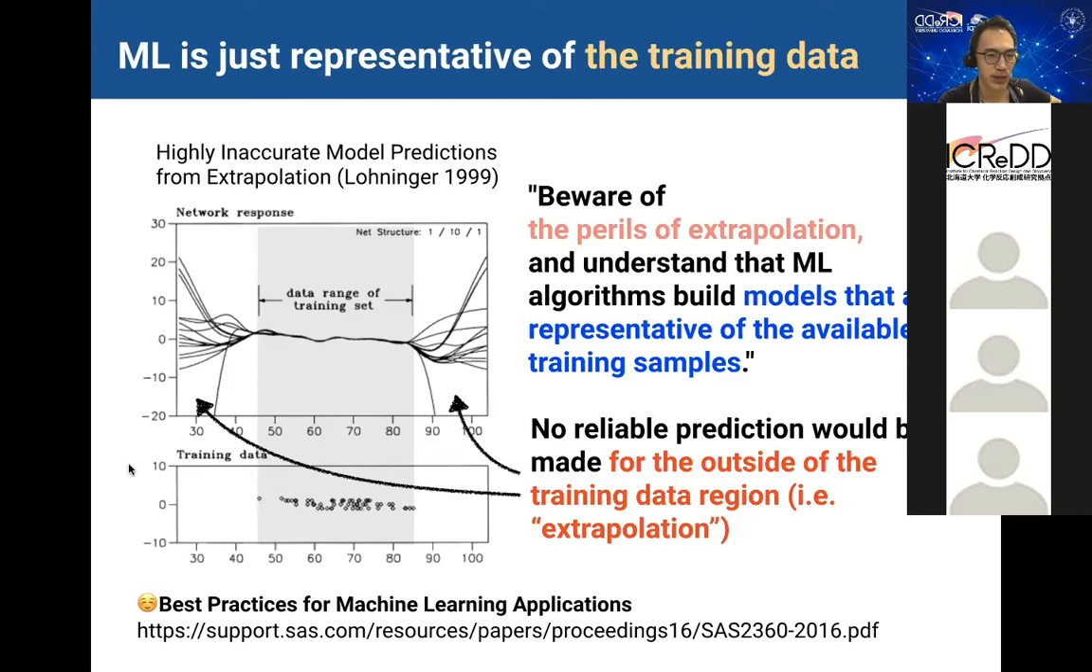But we need to be very careful about this point, because in high dimensions, the distinction between the training data set area and the outside of the training set area is very subtle. So it's very difficult to recognize. So we need to be very careful in principle.